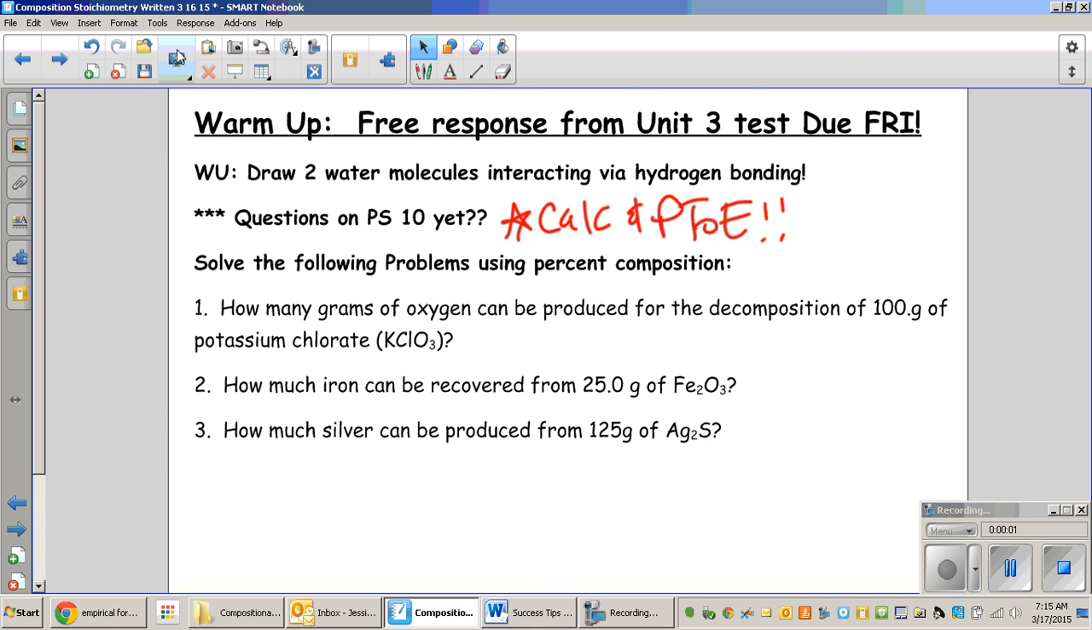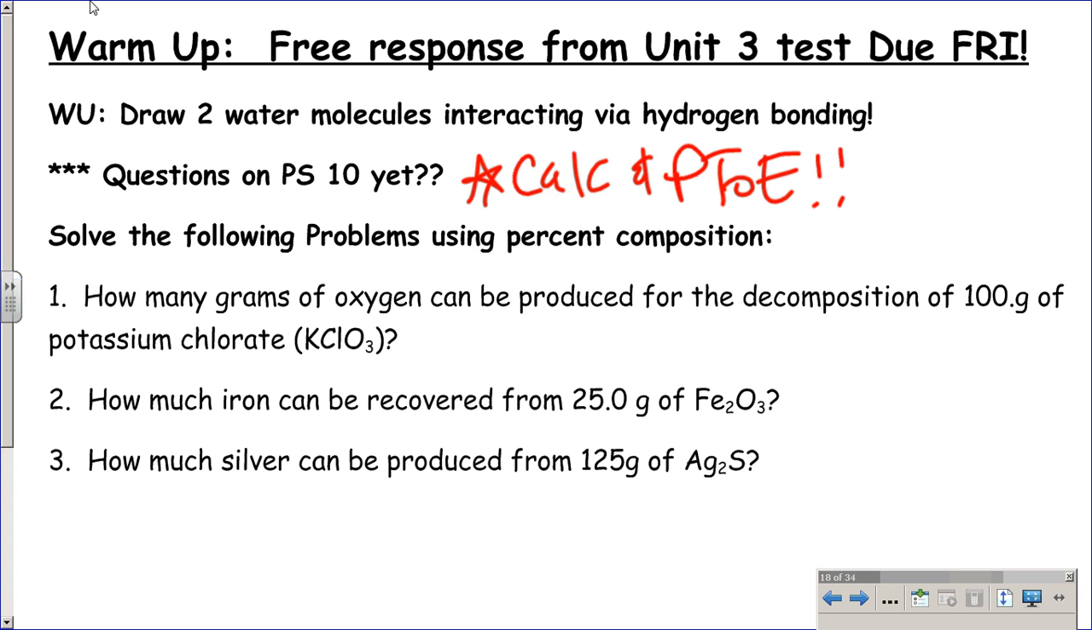Because if not, your waters are going to look weird. So, water interacting with water. Here's one water molecule. Those lone pairs, right? These lone pairs are super, super negative. These H's, fairly positive, right?